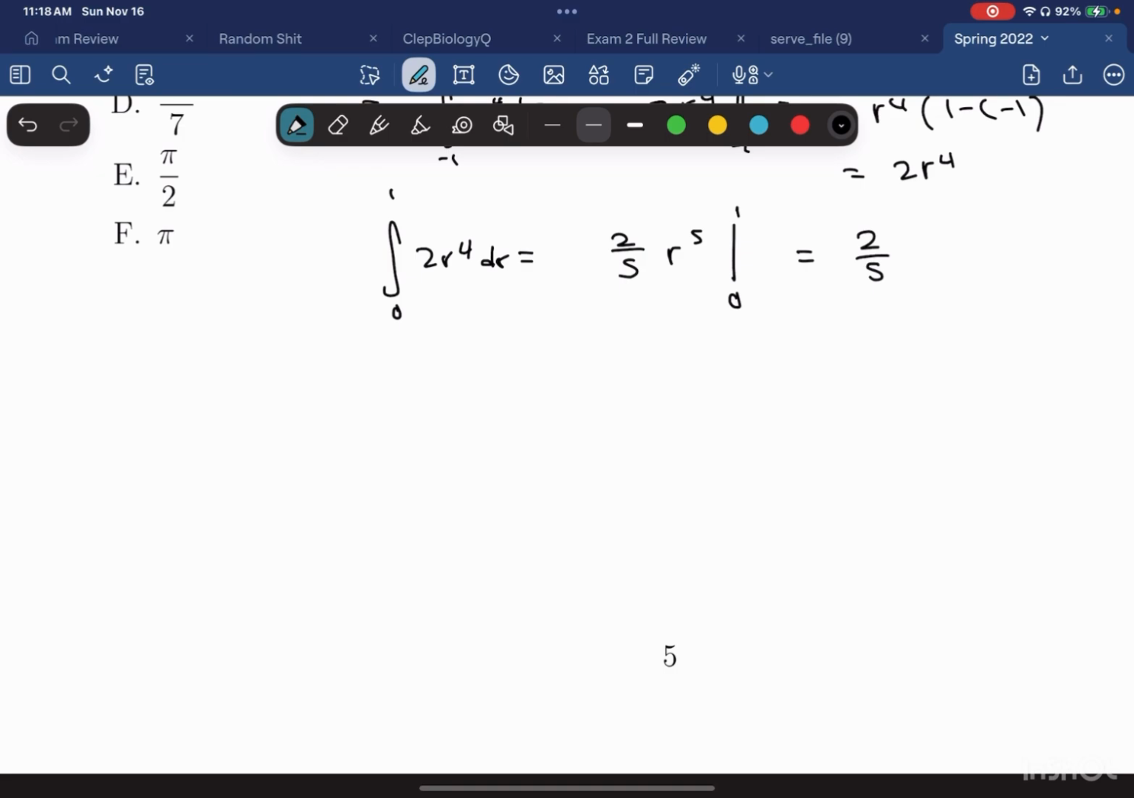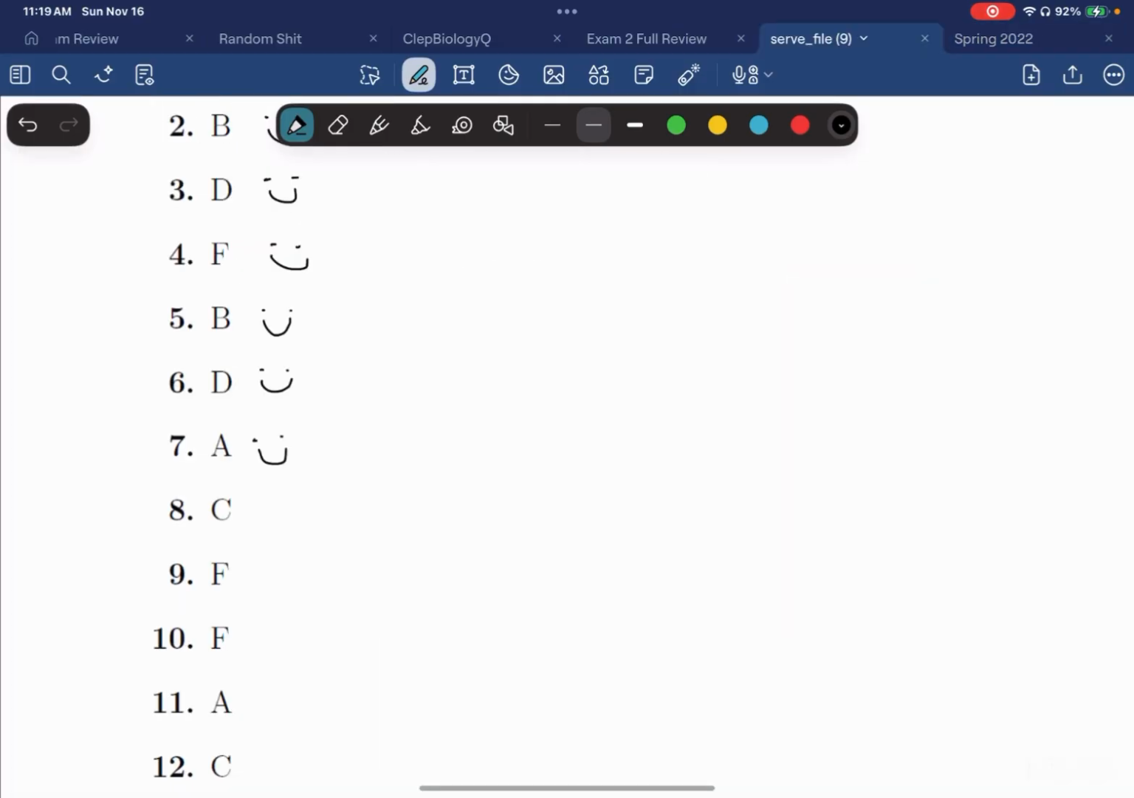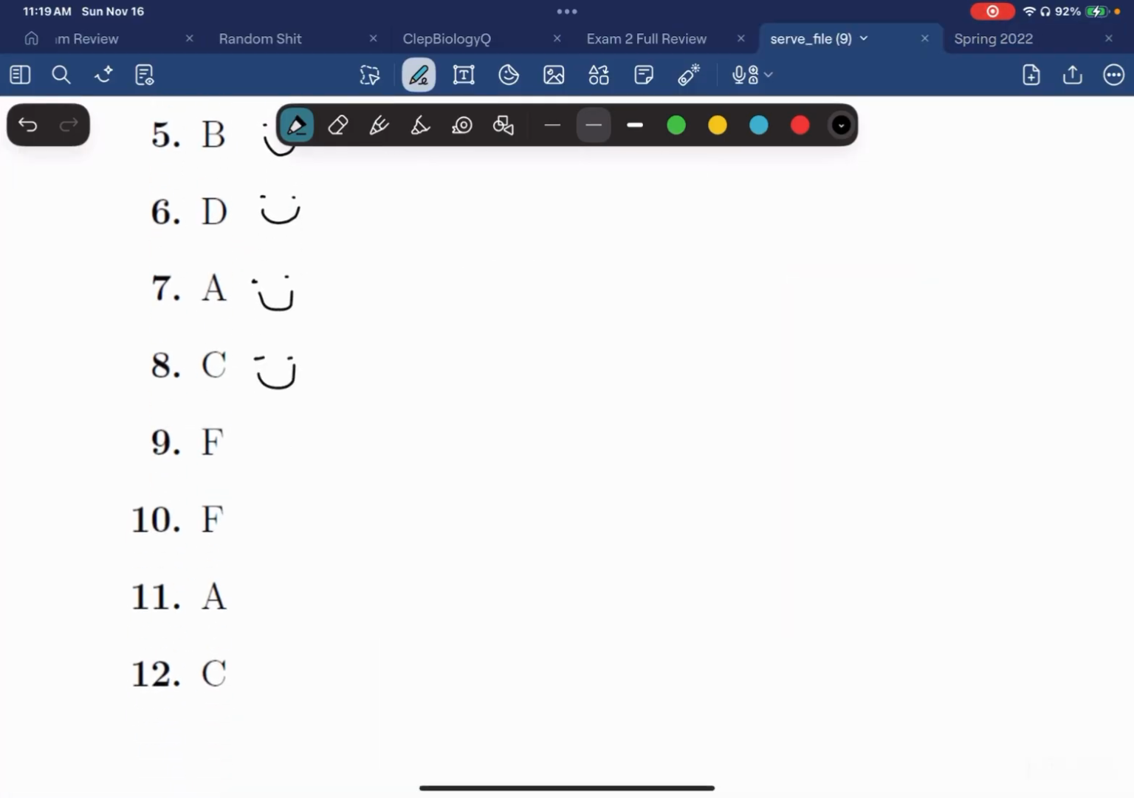And the last step is evaluating from 0 to 2 pi of 2/5 d theta, which simply gets you 2 over 5 times 2 pi, which gets you 4 pi over 5. So in this case, it's answer choice C, which is the correct answer for number 8.